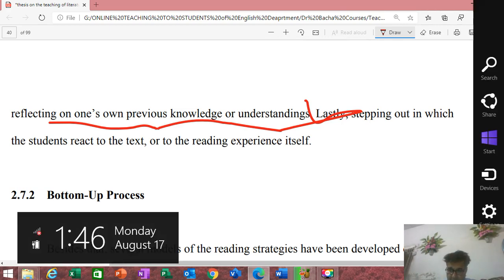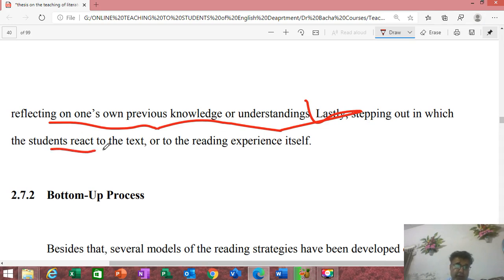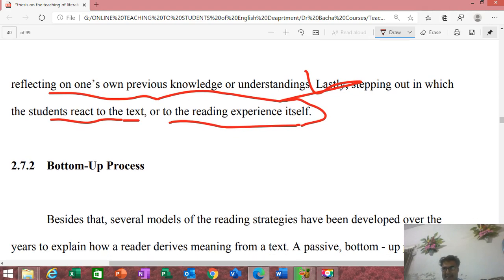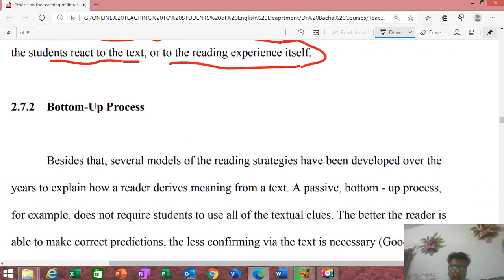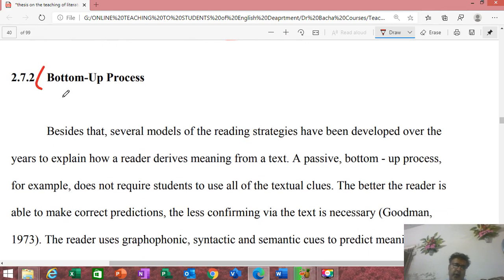And lastly, stepping out, in which the student reacts to the text or to the reading experience itself. So you have to look at how students react to the text, and how that particular experience of reading it was. These are certain steps which digest a text for better understanding. I think the application of such steps enables the reader, and even the writers, to understand more effectively. And then we move on to the bottom-up process. All right.